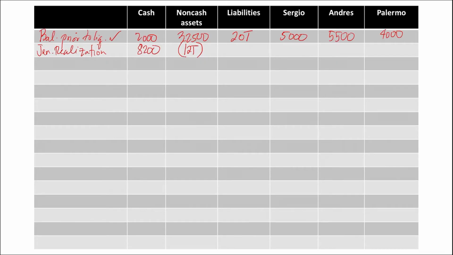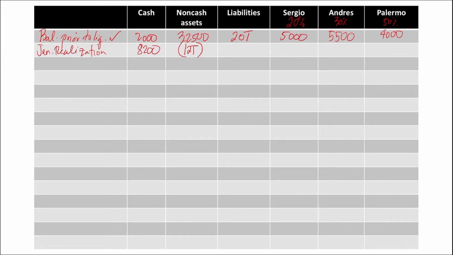So, how much is your gain or loss on liquidation? What's the result of the realization? Naka-loss. Masyadong malaki yung book value na nabenta mo. No? How much is the loss? 8,200 minus 12,000. Diba? 3,800. Anong gagawin natin? Distribute to the partners based on their P&L ratios. P&L ratios nila 2:3:5. So that would be 20% for Sergio, 30% for Andres, and 50% for Palermo.